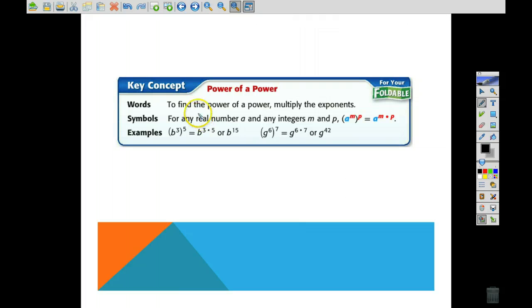All right, so the rule is, to find the power of a power, multiply the exponents, for any real number a and any integers m and p. So you can now multiply those two small numbers if it's inside a power. So power of a power, you multiply. So b to the third power to the fifth power, you're going to multiply the two small numbers, making it b to the 15th power. G to the 6th to the 7th will be g to the 42nd. So multiply the small numbers.